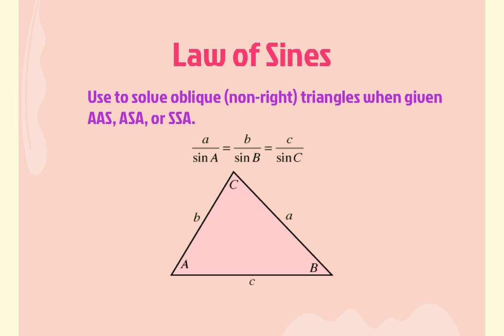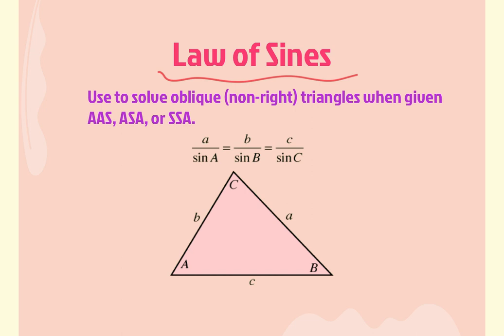So we're going to learn law of sines and law of cosines, and they are both used in place of SOHCAHTOA. If it's a right triangle, we use SOHCAHTOA. If it is not a right triangle, or an oblique triangle, then we use either law of sines or law of cosines. Today we're going to do law of sines.